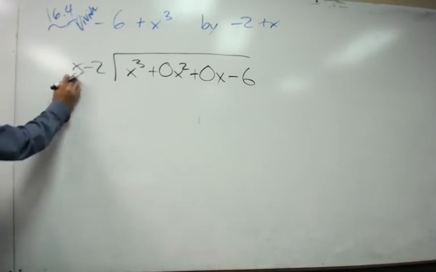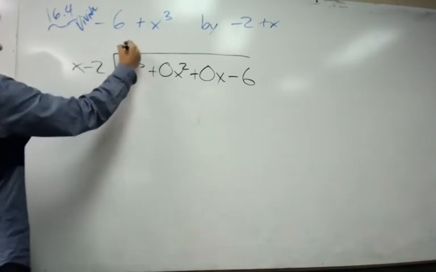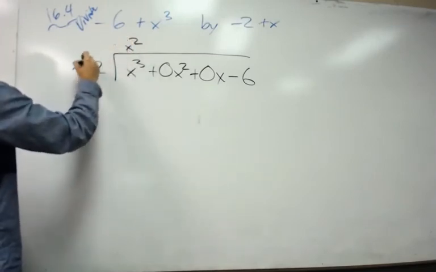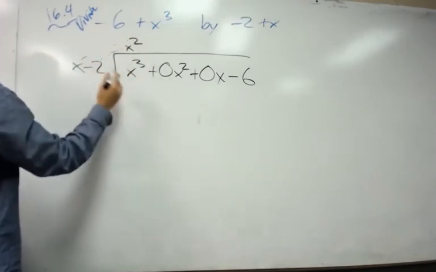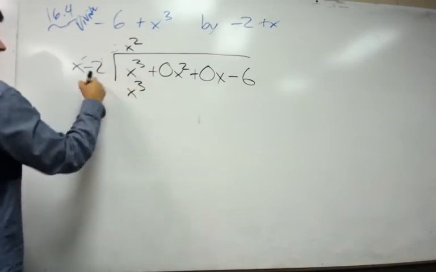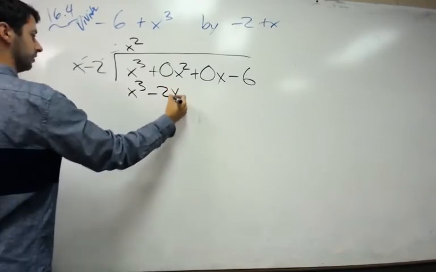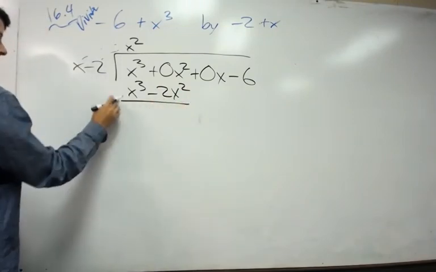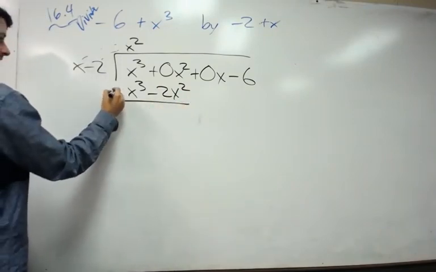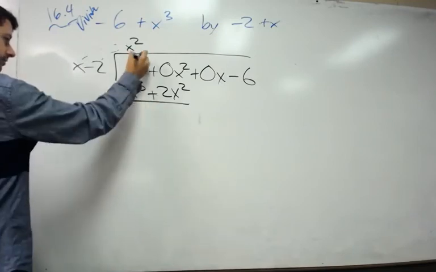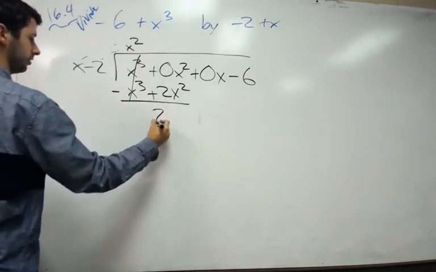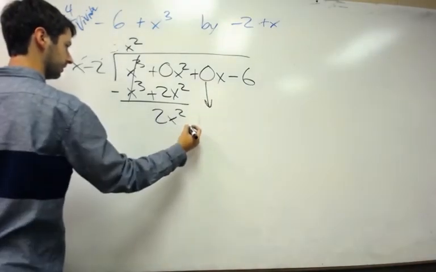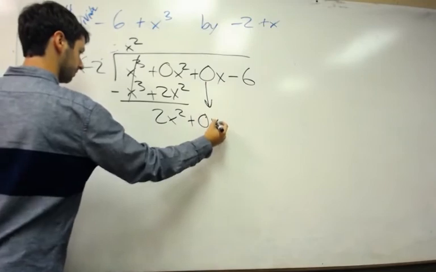So how do we match x with x cubed? Multiply it by x squared. Distribute to both. X squared, that's already x cubed. X squared times negative 2x. Negative 2x squared. Change the signs. Negative, positive. Eliminate 2x squared. Bring down positive 0x.